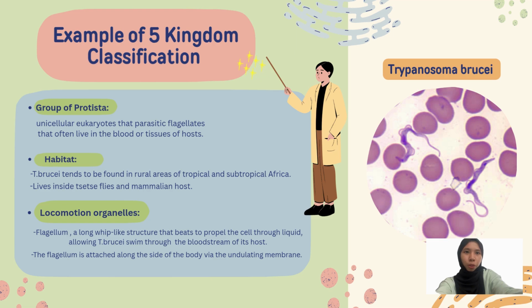The third one is locomotion organelles. This protista has a flagellum, a long whip-like structure that helps propel the cell through liquid, allowing this protista to swim through the bloodstream of its host. The flagellum is attached along the side of the body via the undulating membrane.